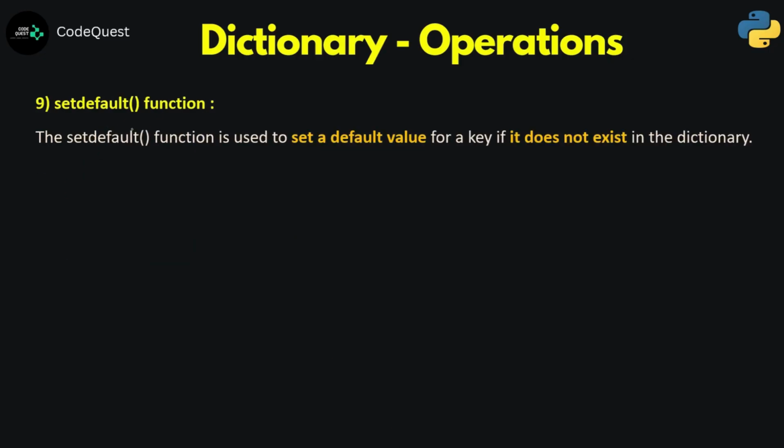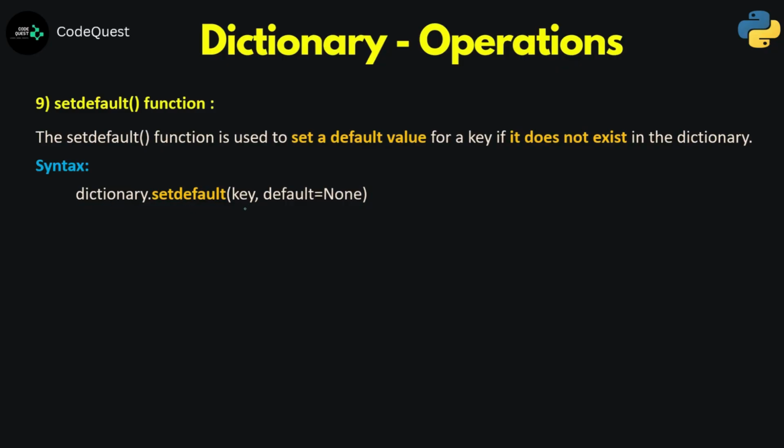Set default function. This is used to set a default value for a key if it does not exist in the dictionary. So this is again one more way of adding some new element. Whenever you are adding a new element, normally you take a new key and its corresponding value. So this set default is also going to do a similar job, like adding a new item to the dictionary.